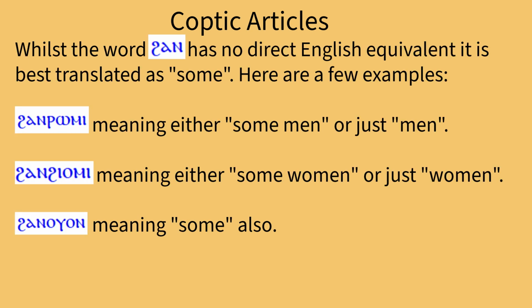Whilst the word has no direct English equivalent, it is best translated as some. And remember, it is the plural indefinite article. So here are a few examples. Chanrumi, meaning either some men or just men. Chanhyomi, meaning either some women or just women.